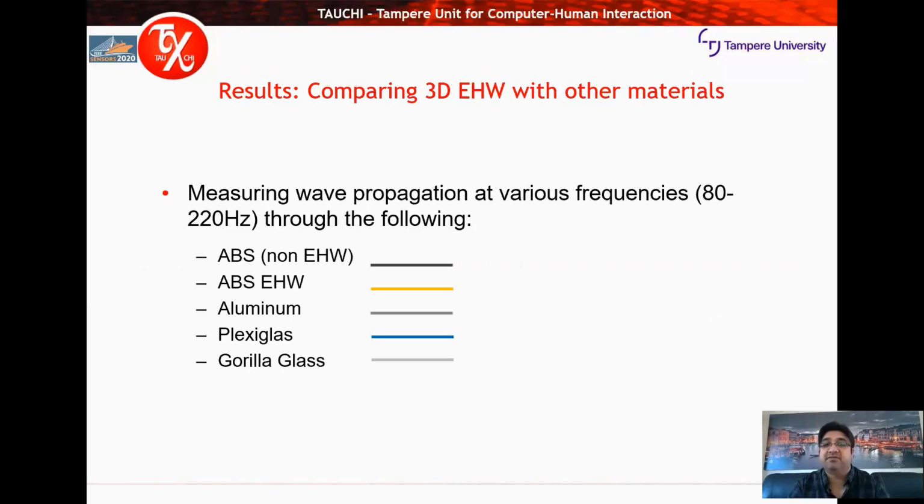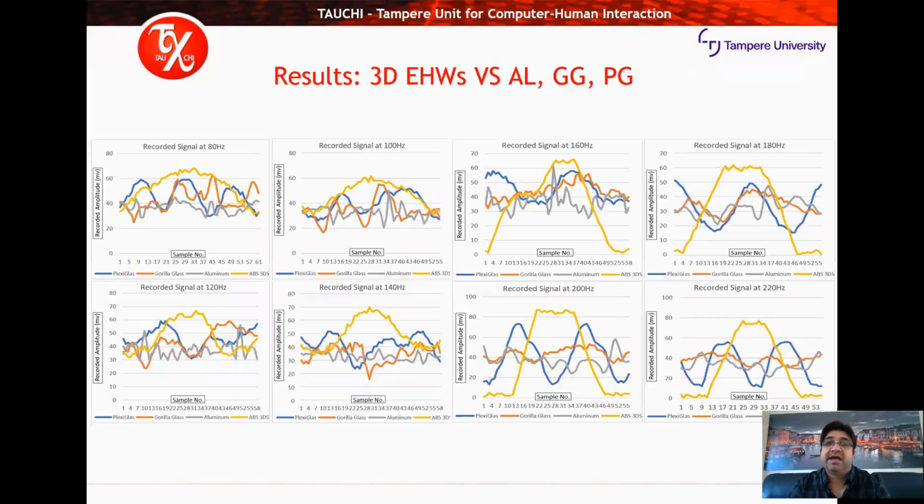with embedded haptic waveguides. As expected, the results showed that the 3D printed material was more efficient, displaying the least amount of signal integration and attenuation. It also did not show any unwanted resonance or spikes within the propagation frequency. Interestingly, Gorilla Glass in red and aluminum in gray recorded the most amount of integration and attenuation.